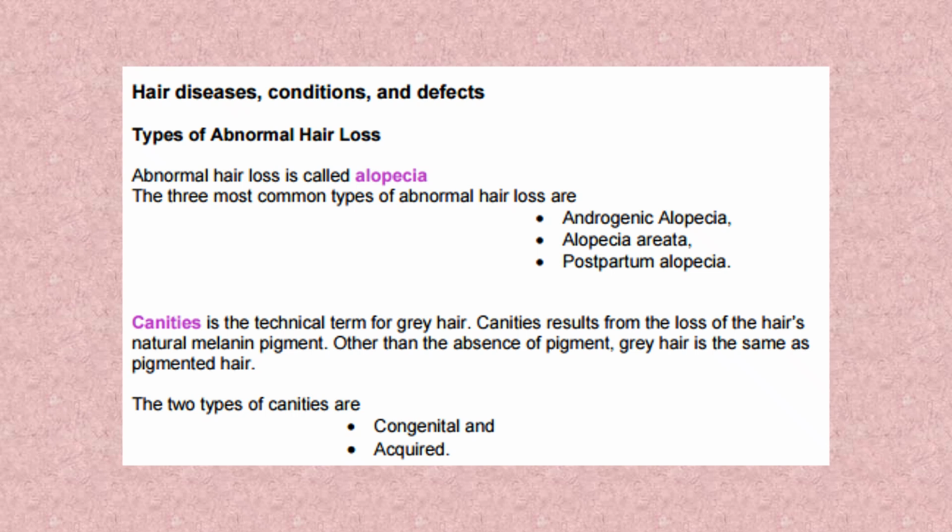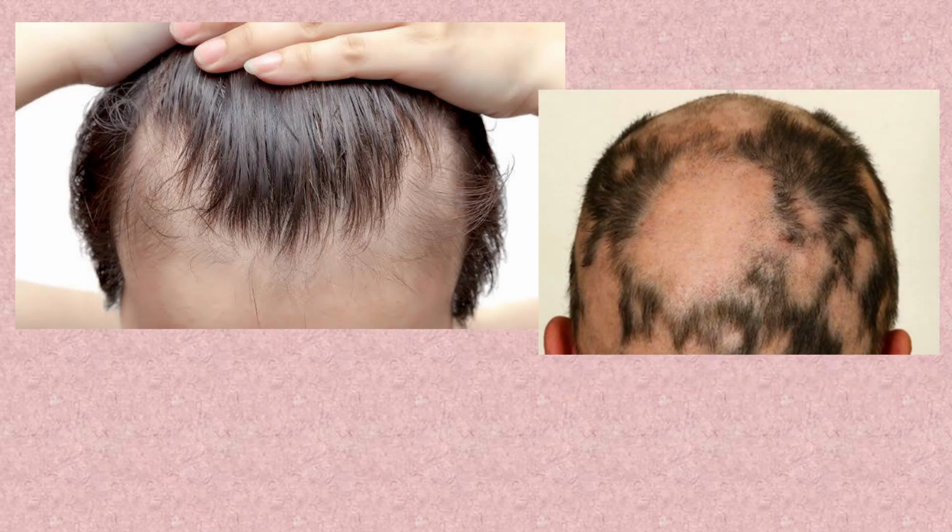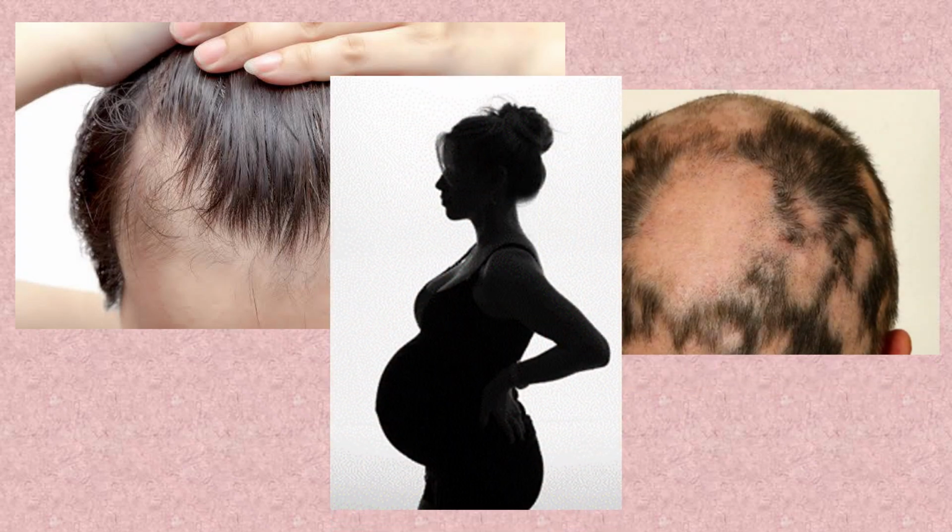Canities is the technical term for gray hair. Canities results from the loss of the hair's natural melanin pigment. Other than the absence of pigment, gray hair is the same as pigmented hair. 2 types of canities are congenital canities and acquired canities. So remember, there's androgenic alopecia, alopecia areata, and postpartum alopecia.